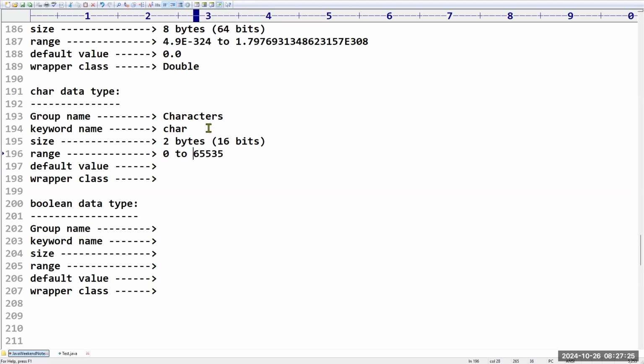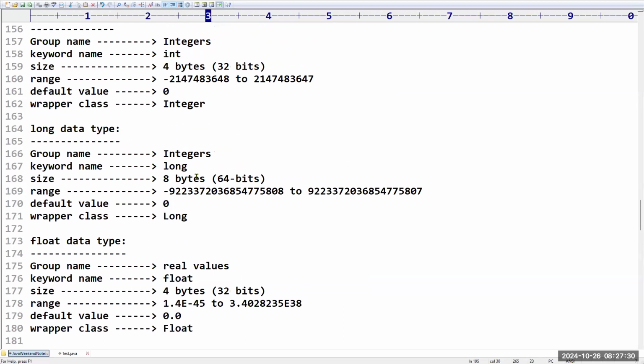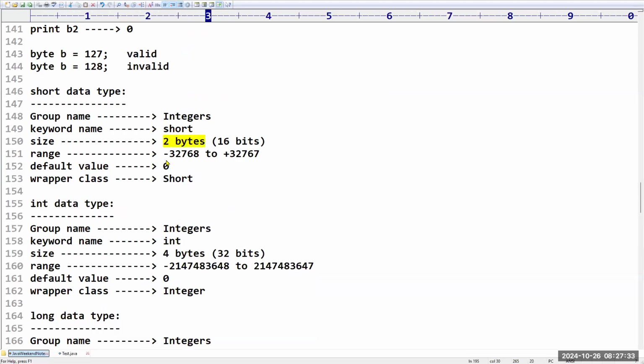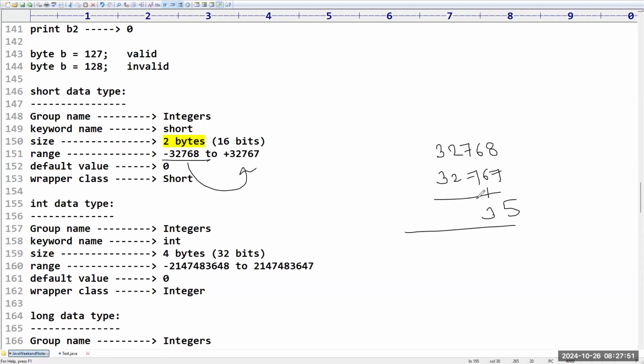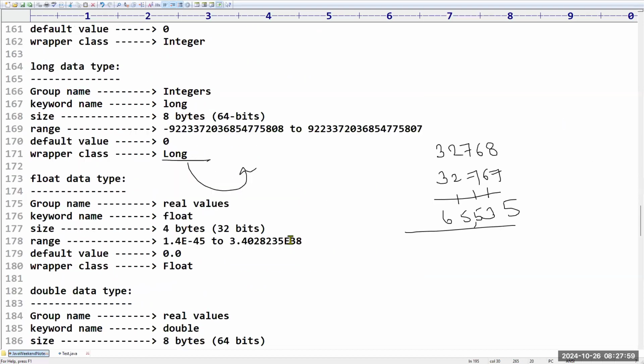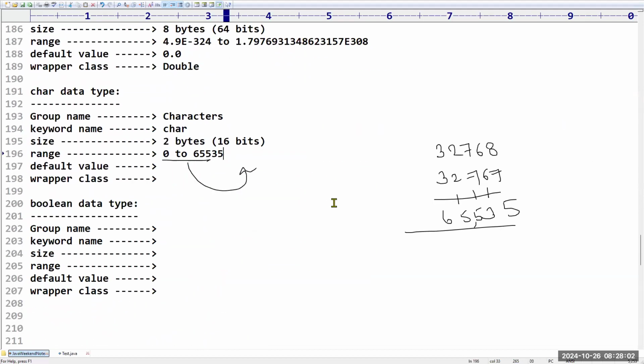Sir, how do you know 65,535? How much size is it occupying? 2 bytes. 2 bytes, somewhere I covered. What is the minimum value? 32,768 negative. What is the maximum value? 32,767. These negative values will come on this side, right? So if you add 32,767 plus 32,768, you get 65,535. I think you came to know how this is 65,535.